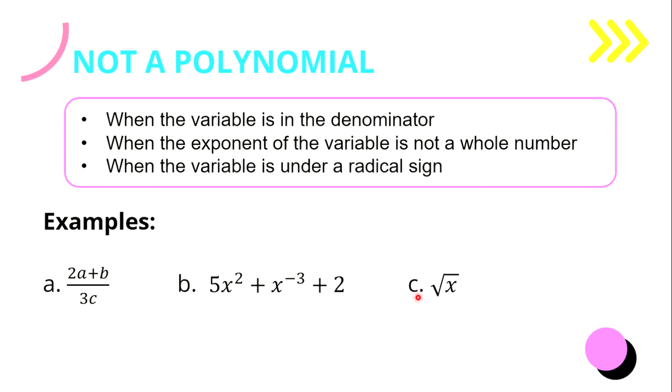And lastly, letter C, we have the square root of x. As for our third condition, the variable is under a radical sign or symbol. Therefore, it's not a polynomial. But if these three conditions are not seen in the given, then it's a polynomial.